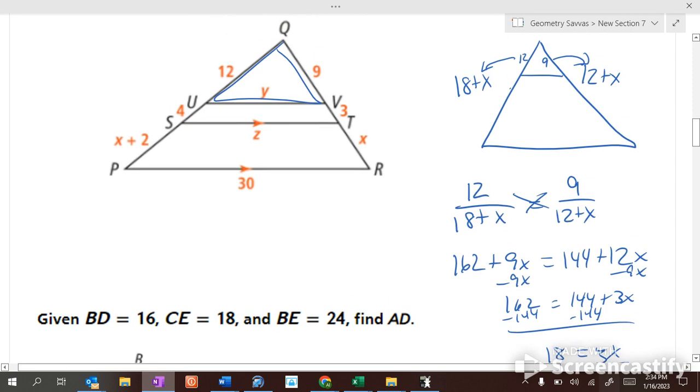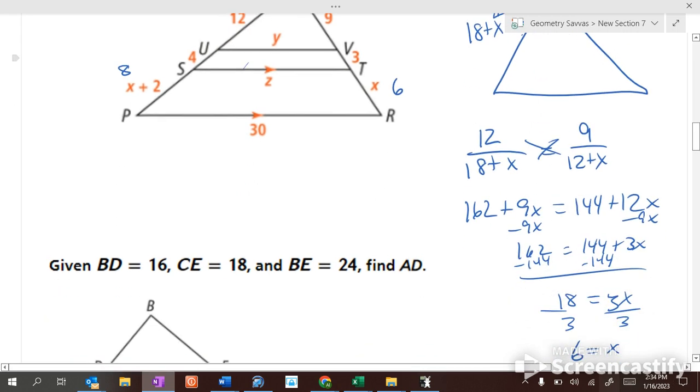Let's see if that looks like it makes sense. If this is 6, then this would be 8. 3 and 6, 4 and 8. Looks like it makes sense. Okay? Then you've got to find Y and Z. So let's find Y and Z.